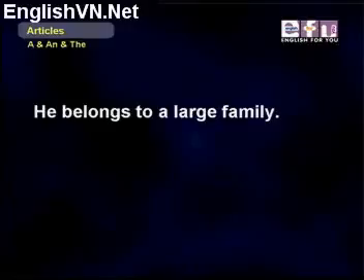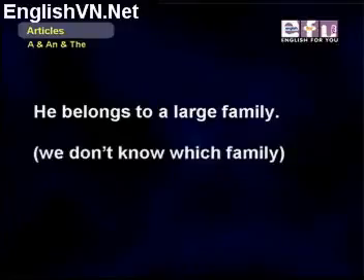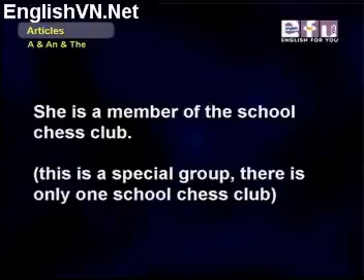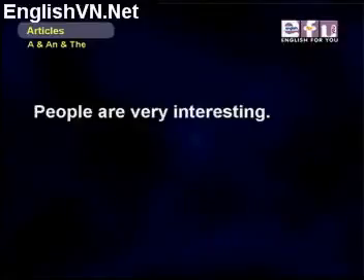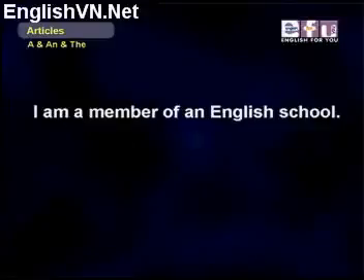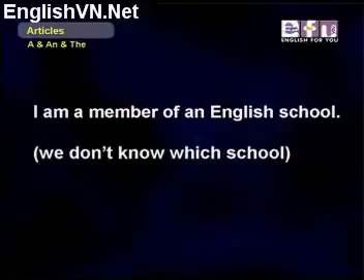He belongs to a large family. We don't know which family, so we use a because it's not specific. She is a member of the school chess club. This is a special group because there's probably only one school chess club, so we use the specific article, the. People are very interesting. We're talking about all people, so we don't use an article. I am a member of an English school. We don't know which school, so we use the article an, not specific.